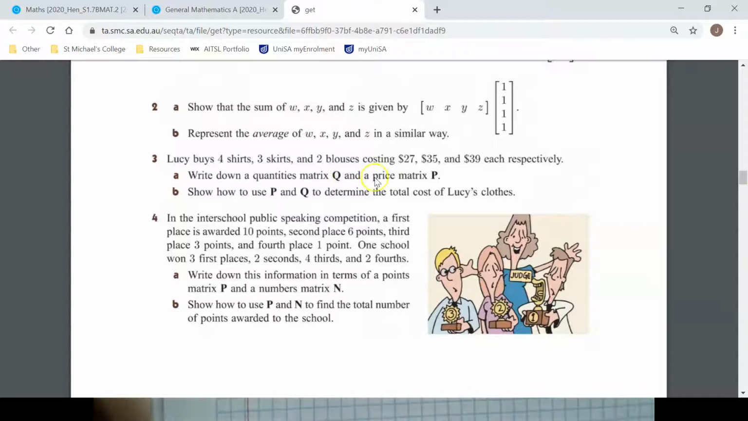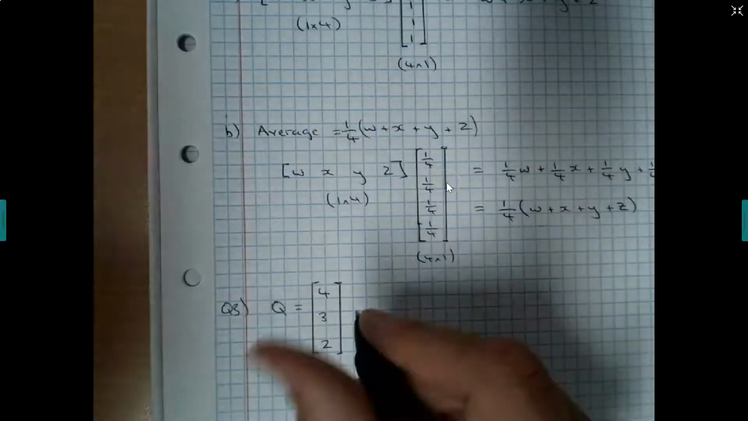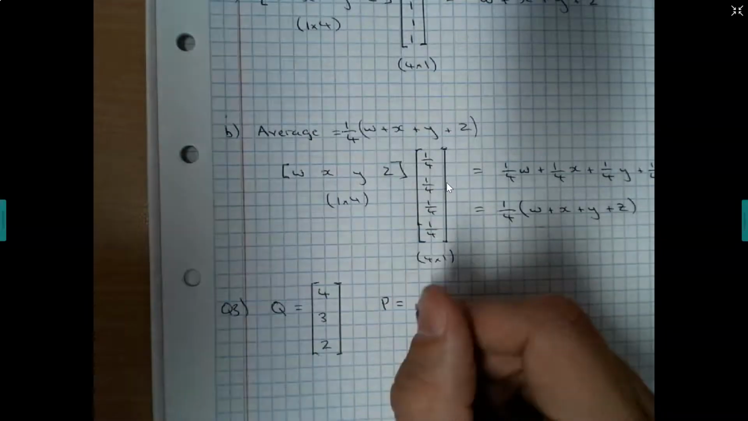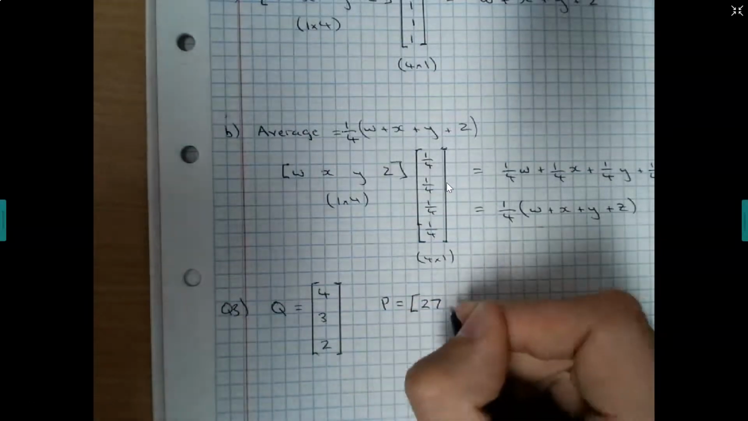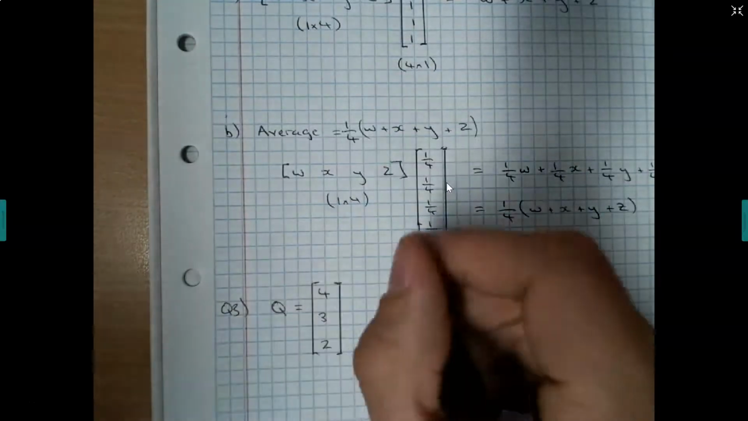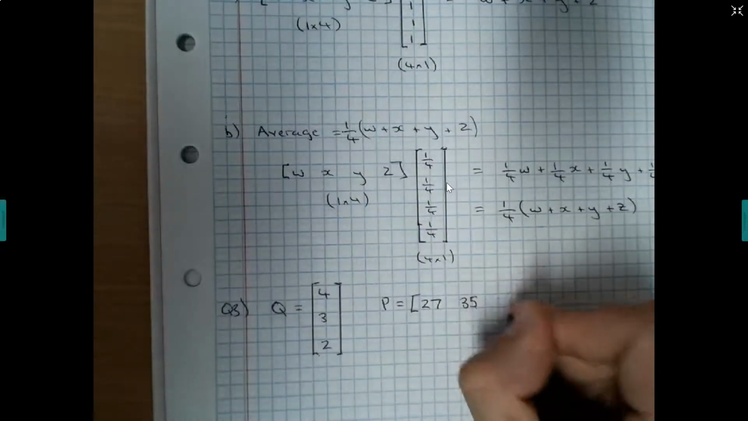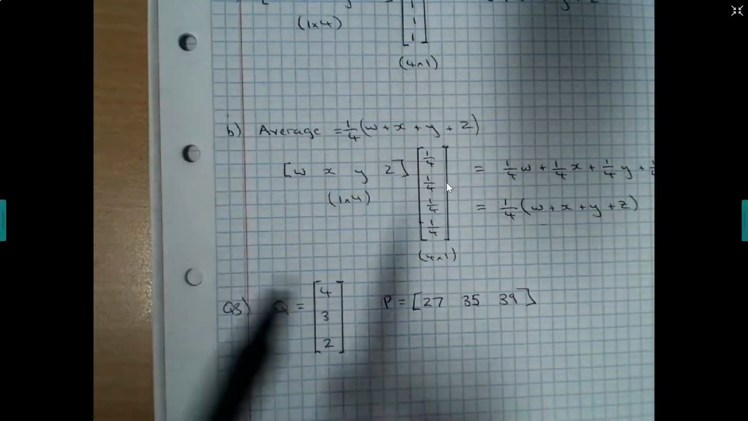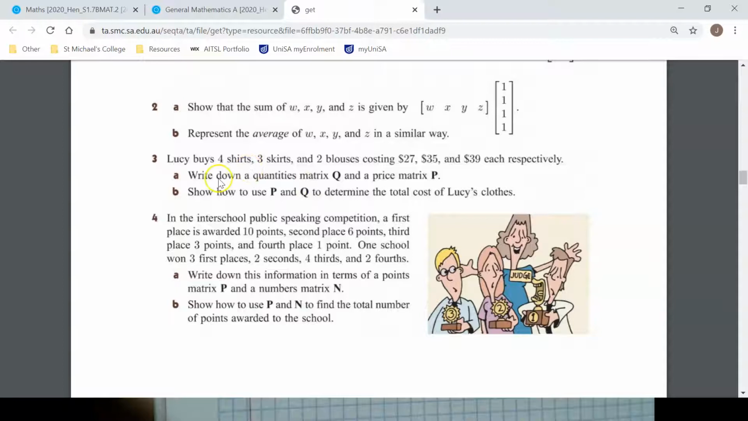They have called it price matrix P. So P will be equal to 27, 35, and $39. So we've done part A. We've written down a quantity matrix Q and a price matrix P with this data in it. Now part B asks us to show how to use P and Q to determine the total cost.